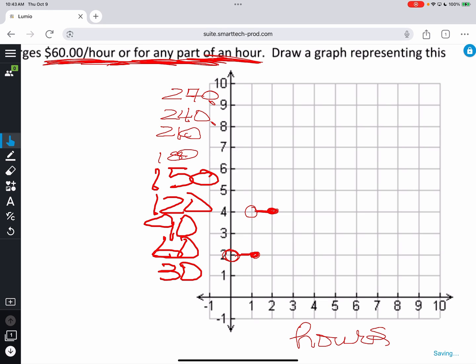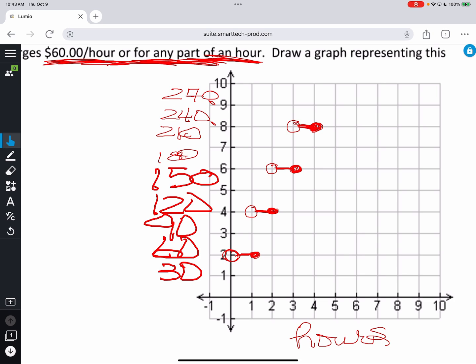Which I don't like this company. I want to be able to pay in increments, like partial. So 3 hours, that's going to be 180. But if I'm in there for 2 hours, 10 minutes, I'm still paying 180. So I'm going to run up to 180, which is at the 6, and I'm going to do a circle, and I'm going to go over to the 3 and put a dot. And then that same thing for 240, we'll put a circle, and we'll go over and put a dot.